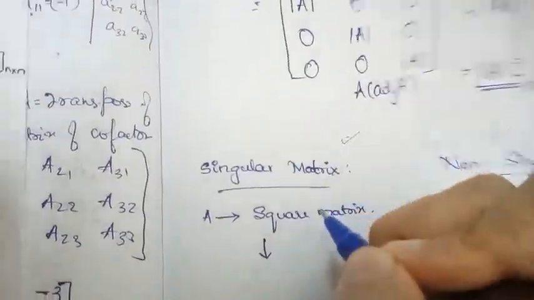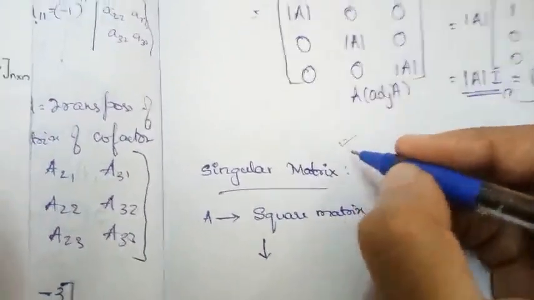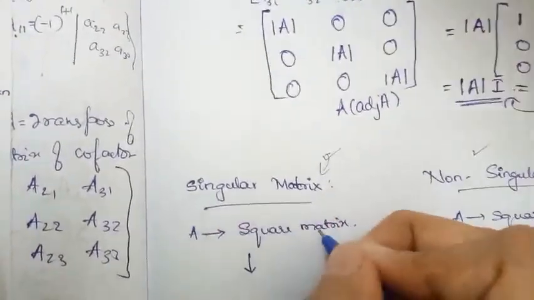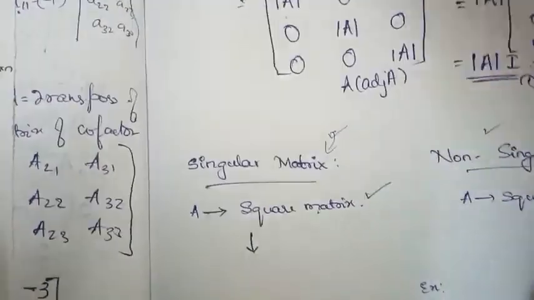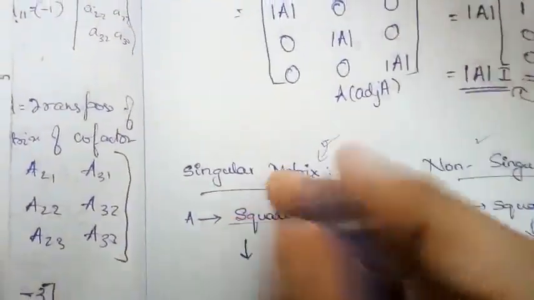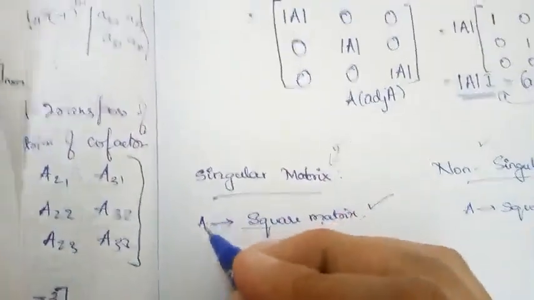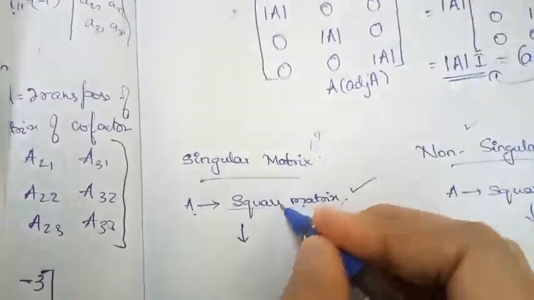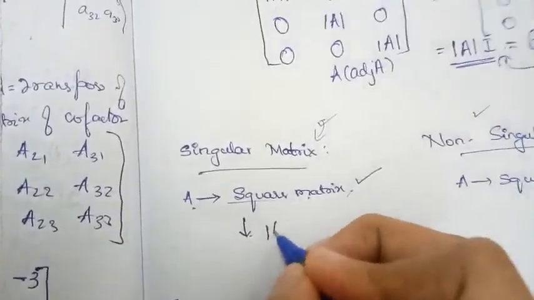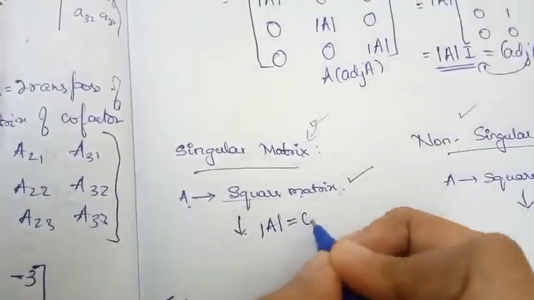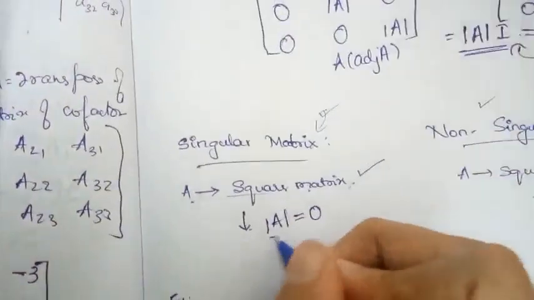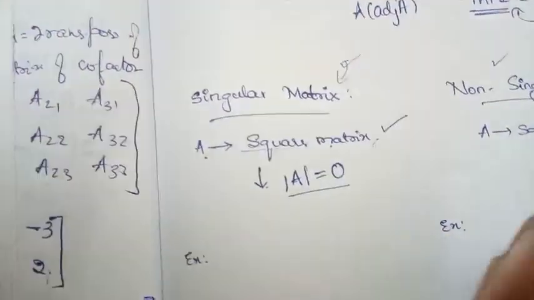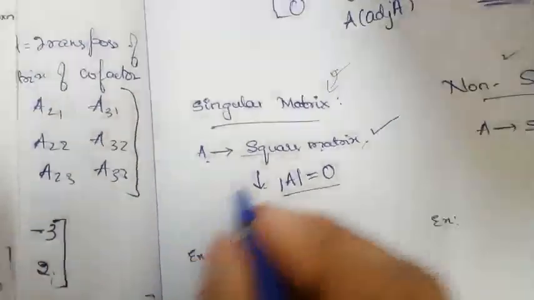When are we going to say a matrix is singular? First, A must be a square matrix. As I said, the square matrix is the king of matrices. Then that matrix is said to be singular if its determinant is equal to 0. So if the determinant value of that matrix is equal to 0, then we say such a matrix is called a singular matrix.